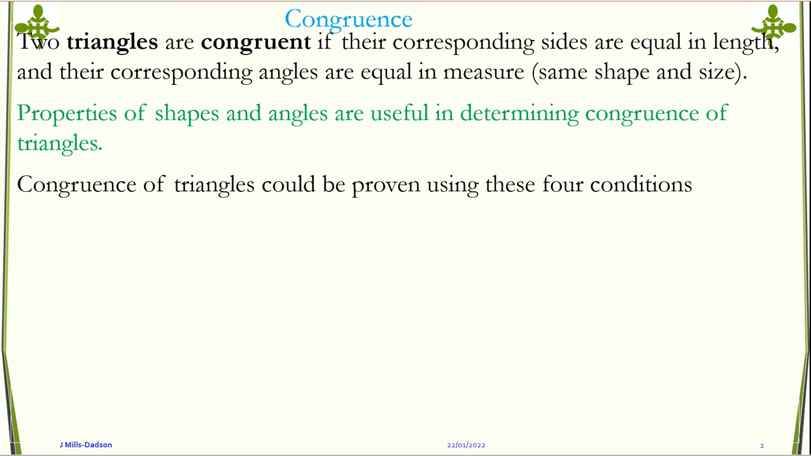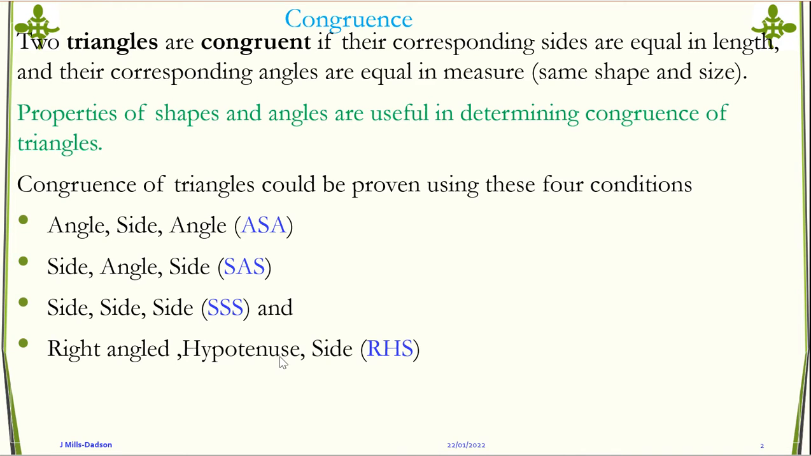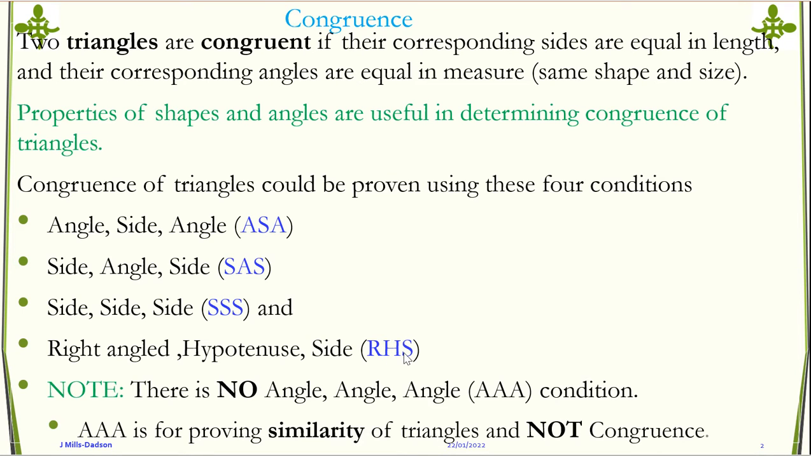Congruence of triangles could be proven using many conditions, but I'm going to go through 4 conditions according to postulates. The first condition is angle side angle. I may call it ASA. Side angle side, SAS. Side side side, SSS. And right angled hypotenuse side, RHS.